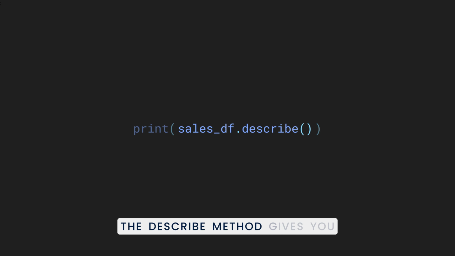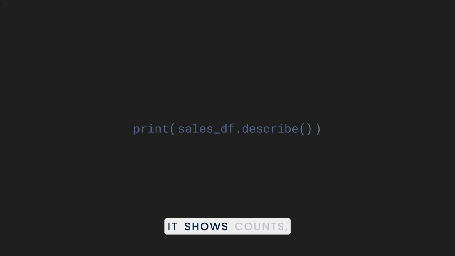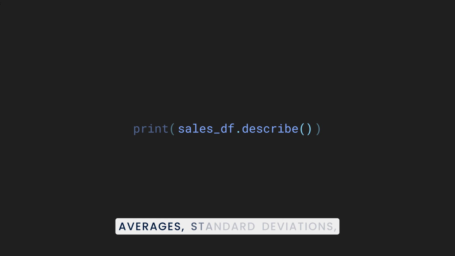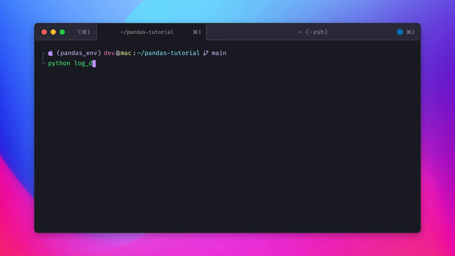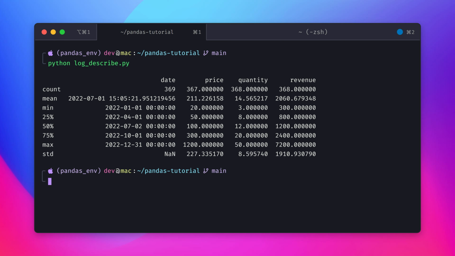The describe method gives you useful statistics about the numerical columns. It shows counts, averages, standard deviations, min, max, and percentile values. This helps you quickly understand your data's distribution and range. When you run this script, it prints a summary of statistics for the numerical data, letting you check for outliers, data spread, and central tendencies.